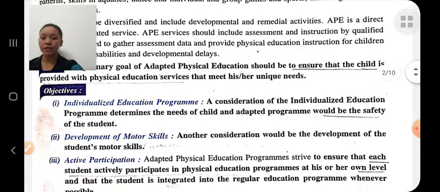Objectives of adaptive physical education. The first objective is an individualized educational program. The adaptive physical education program should be individualized according to the needs of the child.